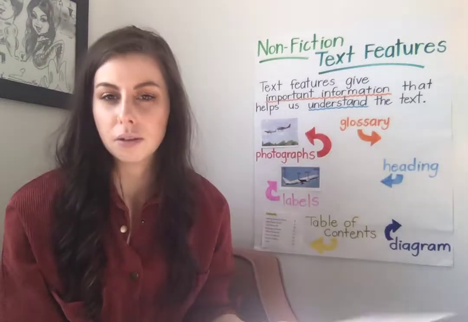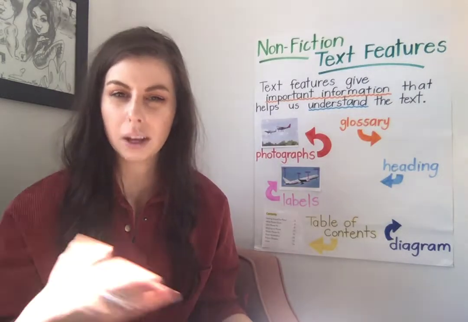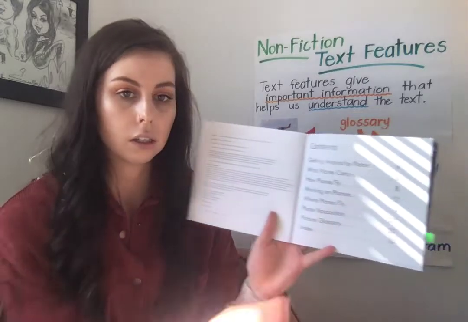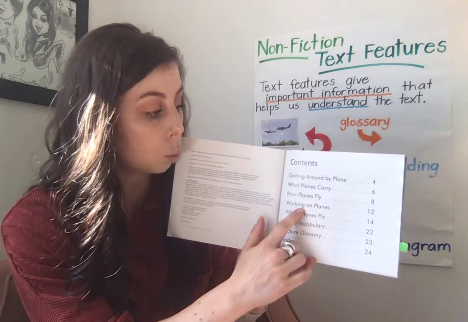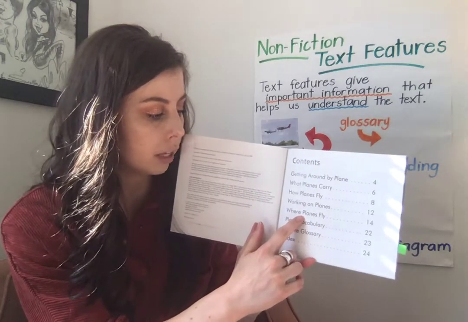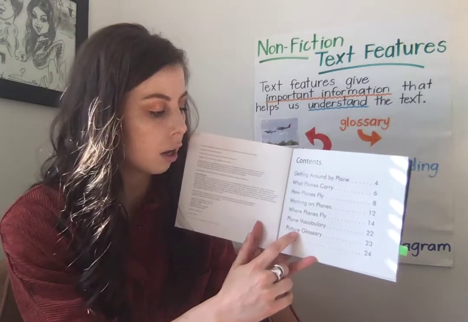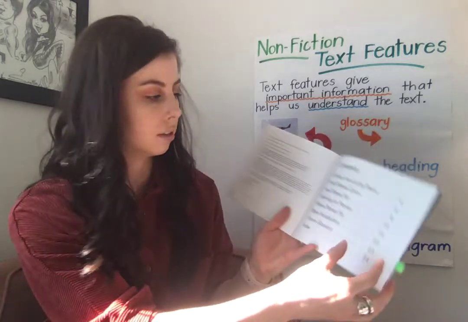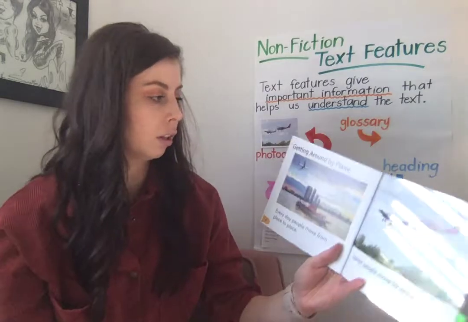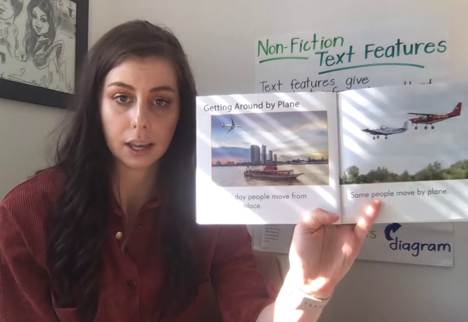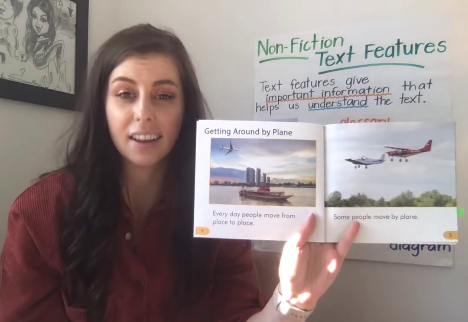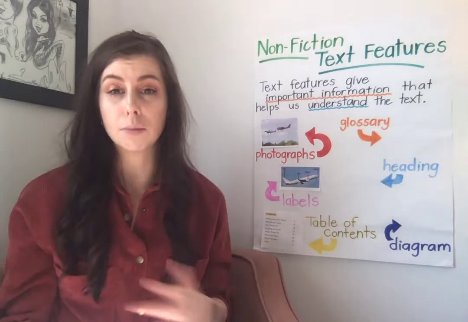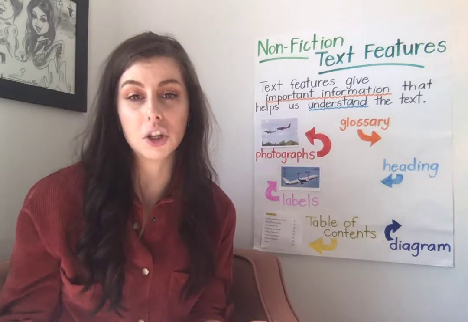Contents. Sometimes the table of contents is also called the contents. It means like what's in the book. So contents. Getting Around by Plane. What Planes Carry. How Planes Fly. Working on Planes. Where Planes Fly. Plane Vocabulary. Picture Glossary. An Index. Getting Around by Plane. This is called a heading. That's another text feature. A heading is something that describes what you're going to be reading about. It's kind of like the title of a chapter.